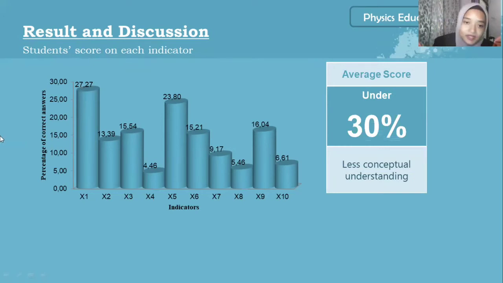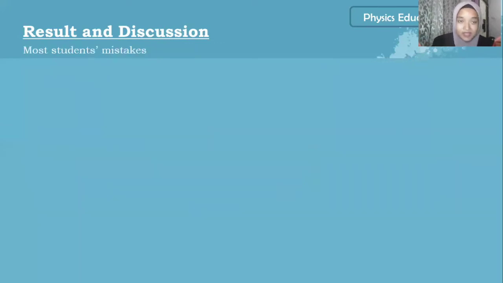And then we know in this picture, for indicator 4, the percentage is very low, 4.46, and the second one is indicator 8. So we have to analyze why students so poorly understand these vector concepts. We move to the most students' mistakes. The first one is indicator 4.